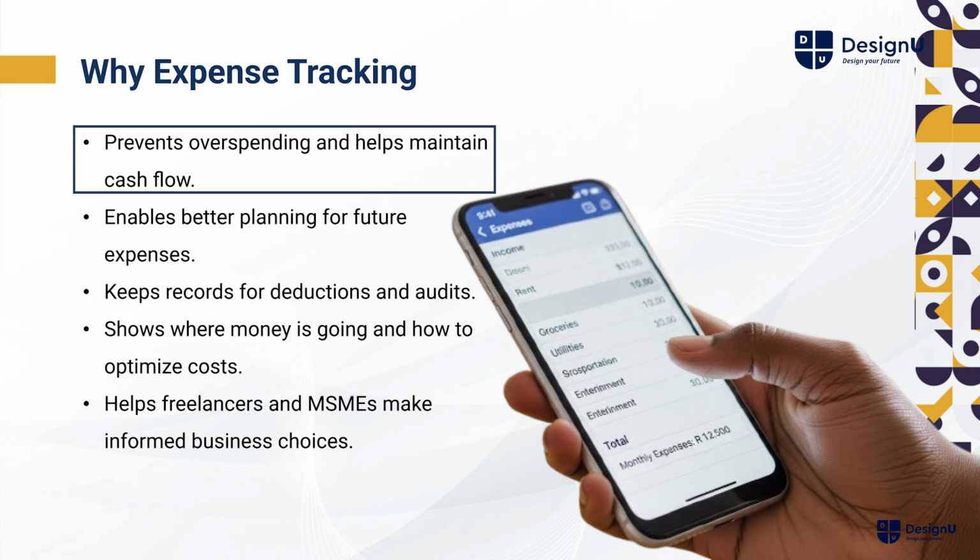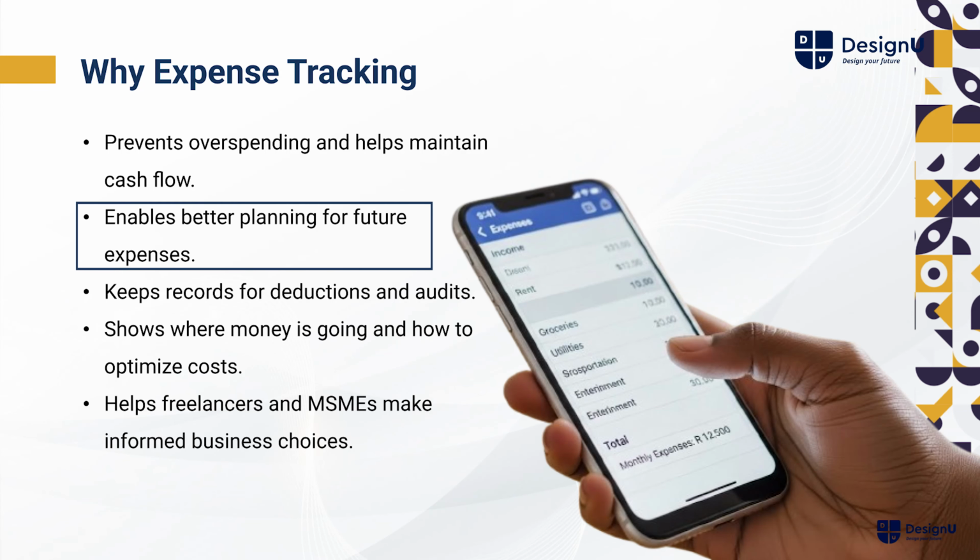business. One of the advantages of tracking your expenses is that you are able to put a control around how you spend business resources or personal resources, as it were. And you're able to manage cash flow in such a way that the business does not run into a liquidity crisis. Liquidity crisis is a situation where you are not able to meet your short-term debt obligation due to lack or inadequate funding. Now, it also enables better planning for future expenses.